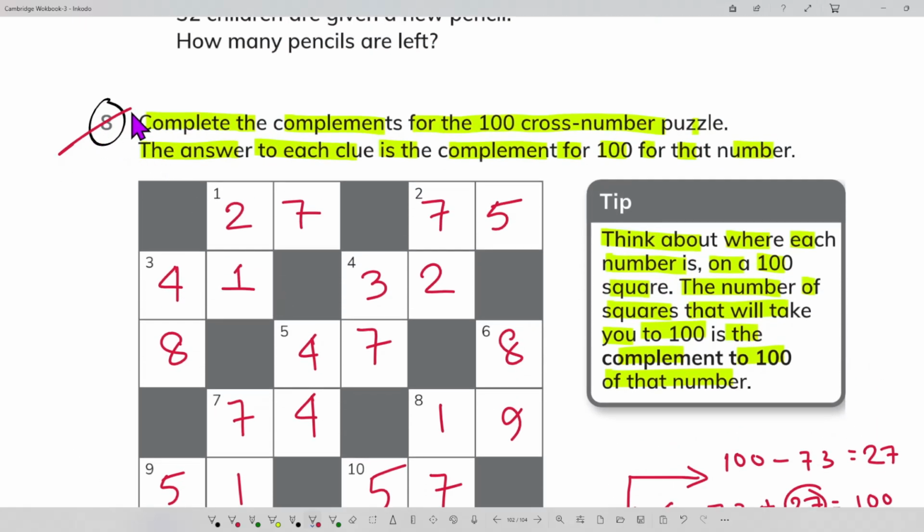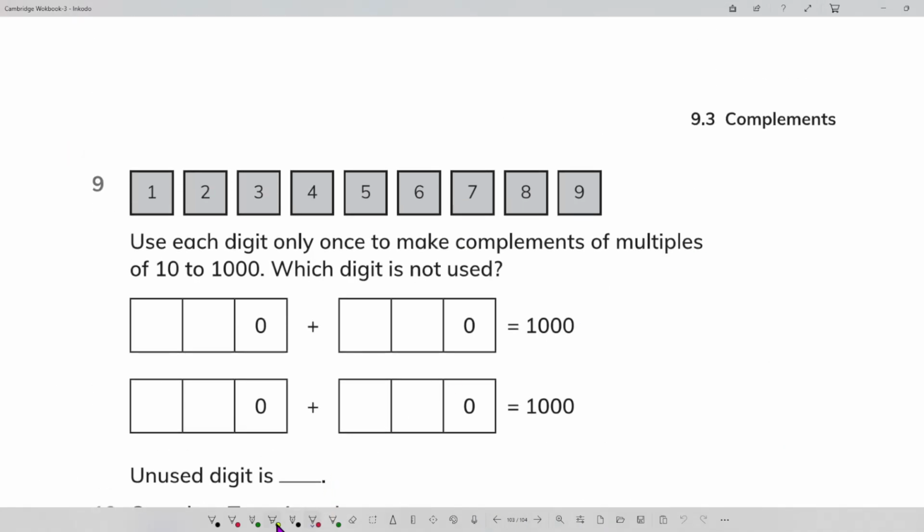So number 8 done. Number 9, here are some numbers like 1 2 3 4 5 6 7 8 9. So 1 to 9. Our question: use each digit only once to make complements of multiples of 10 to 100. Which digit is not used? So here the last digit is 0.